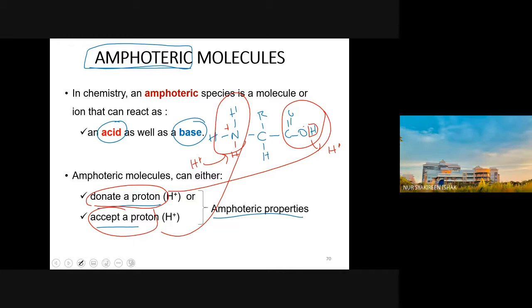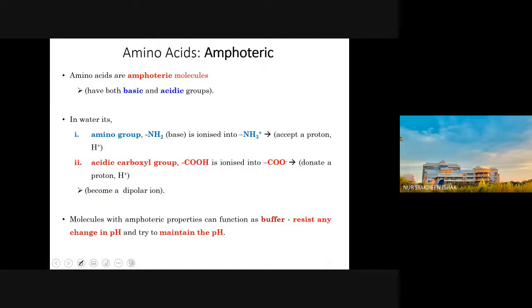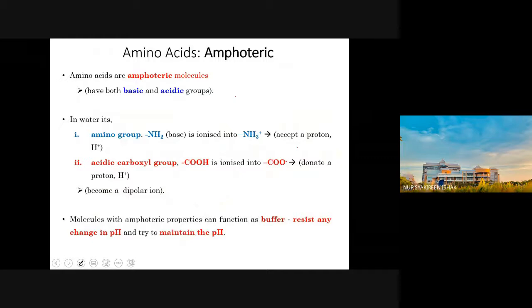So amino acids are special, they have both an amino group and a carboxyl group, so they can be both acidic and basic at the same time. That is amphoteric. You must highlight this: can be both acid and base. I have explained this just now. So amino acids are amphoteric, having both basic and acidic groups. In water, or in an aqueous environment, the amino group NH2, which is a base, is ionized to become NH3+, like I drew just now, because it accepts a proton, a hydrogen ion. The acidic carboxyl group COOH is ionized to form COO negative by donating a proton, releasing a hydrogen ion. So the amino acid becomes a dipolar ion.